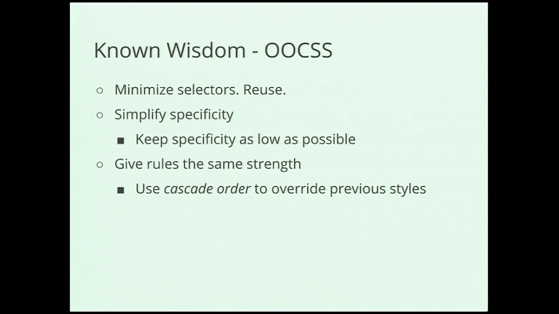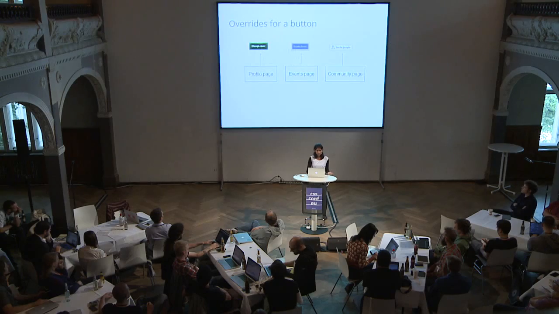So thanks to the work that Nicole has done on object-oriented CSS, there is a body of guidelines, and we've found these to be really accurate from our own CSS development experience. We want to minimize the selectors we have. We want to reuse as much as possible. We want to keep specificity low, and we want to have rules of the same strength. And we want the cascade order to override styles, not specificity. But ideally, we want our framework to do all of this for us. The framework should enable us to create simple selectors and rules of equal strength, and basically correctly order the cascade so the developers are not fighting specificity.